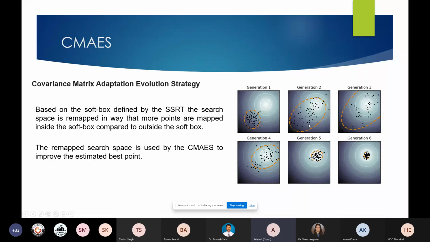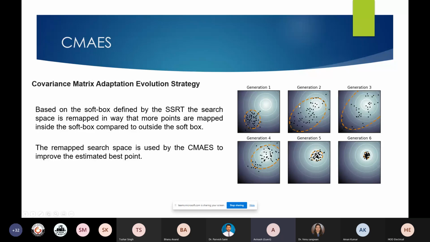So initially, when it sampled, it didn't find very good correlations throughout this sample point. So it actually increased the variance in this particular direction. It increased the variance of the Gaussian. So now it sampled throughout this weak region. Then it again tried subsampling throughout this region, and it found some good points.